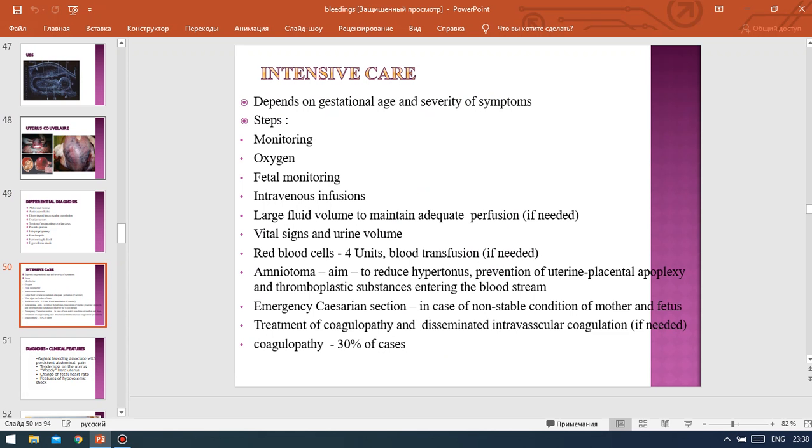Amniotomy aims to reduce hypertonus, prevent uteroplacental apoplexy, and prevent trophoblastic substances entering the bloodstream. Emergency cesarean section in case of non-stable condition of mother and fetus. Treatment of coagulopathy and disseminated intravascular coagulation if needed. Coagulopathy occurs in 30% of cases.